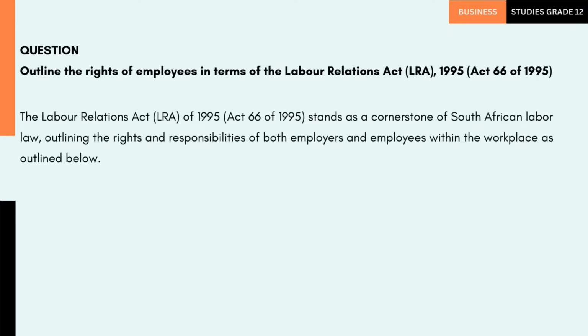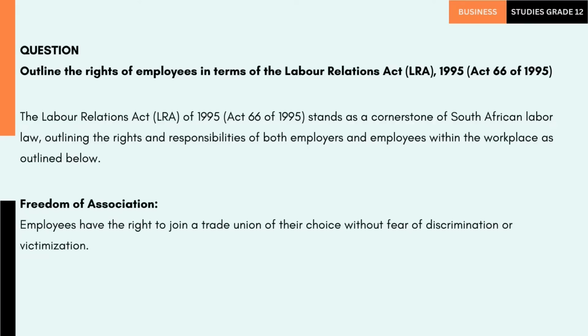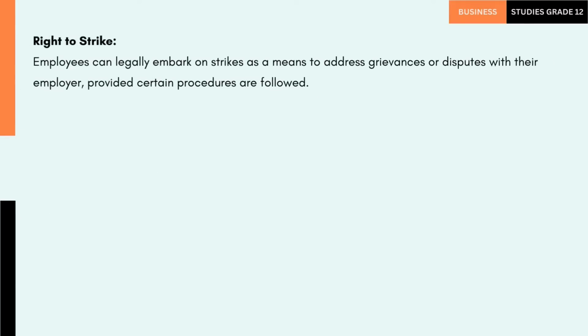Question: outline the rights of employees in terms of the Labour Relations Act, LRA, 1995, Act 66 of 1995. The Labour Relations Act, LRA, of 1995, Act 66 of 1995, stands as a cornerstone of South African labour law, outlining the rights and responsibilities of both employers and employees within the workplace, as outlined below. 1. Freedom of association. Employees have the right to join a trade union of their choice without fear of discrimination or victimization. 2. Right to strike.